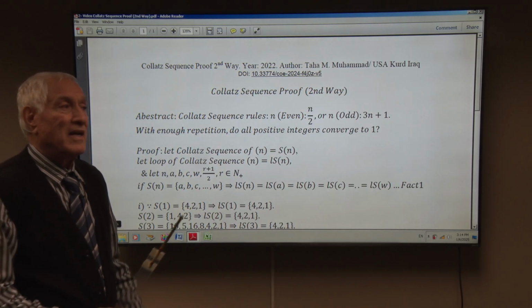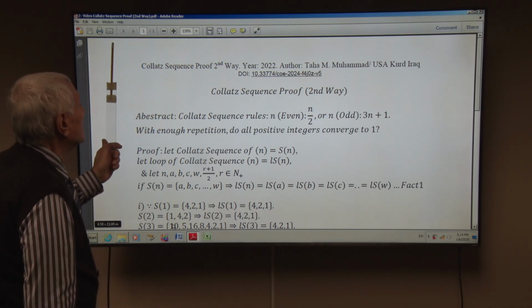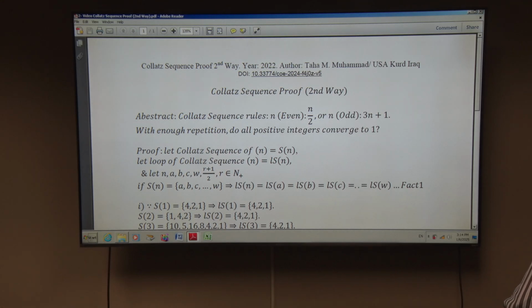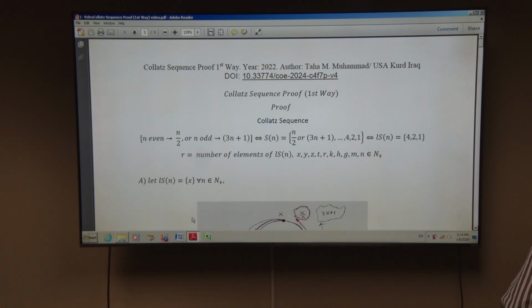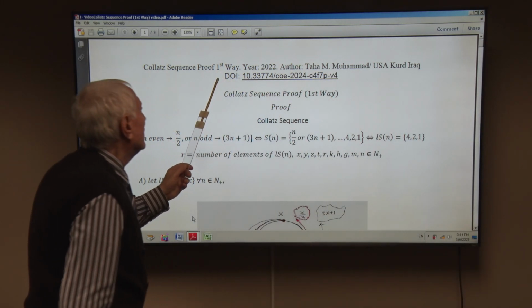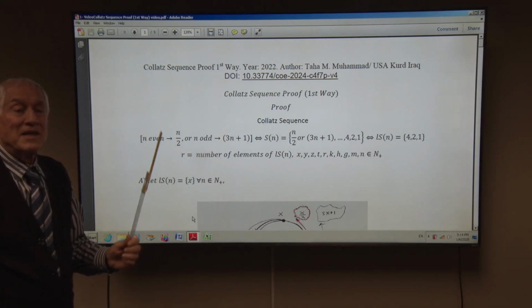I did solve the Collatz sequence in an easy way, in two ways. The first way is 9 pages. This one is the first way of solving the Collatz sequence.